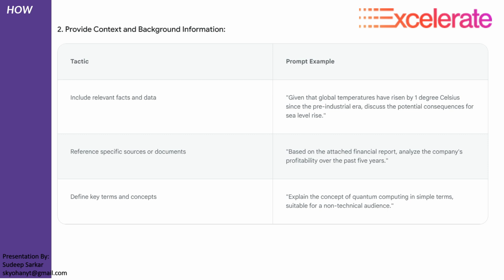Reference specific sources or documents. Based on the attached financial report, analyze the company's profitability over the past 5 years. The generative AI model will go through the entire report which we are providing, and then do the necessary calculations required. Define key terms and concepts.